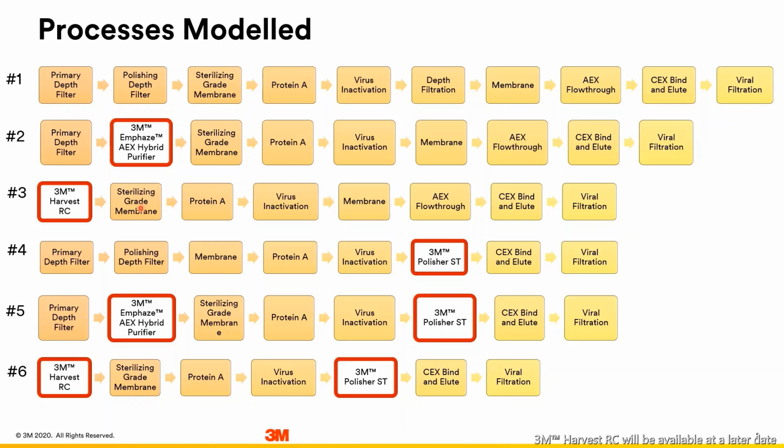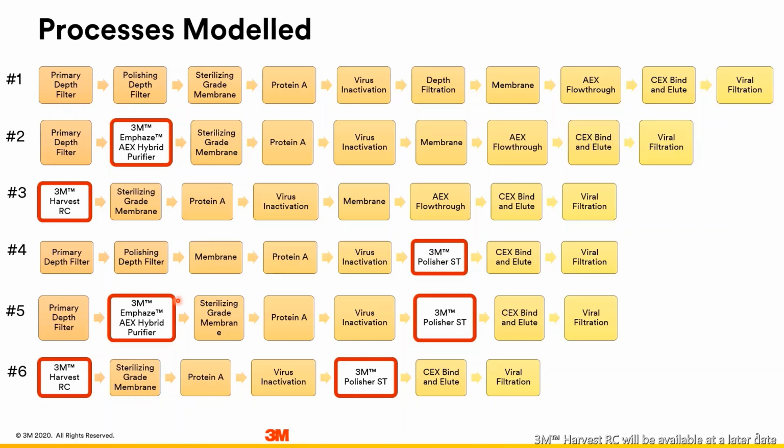In process 4, we look at returning to the 2 stages of depth filtration for clarification by implementing 3M Polisher ST, which is able to deal with turbidity, and that's why we don't have a depth filter post viral inactivation or a membrane. So consequently, the 3M Polisher ST helps to condense the process by removing those 2 steps.